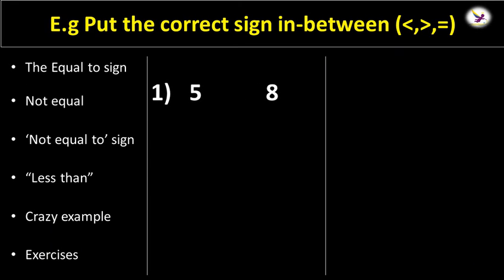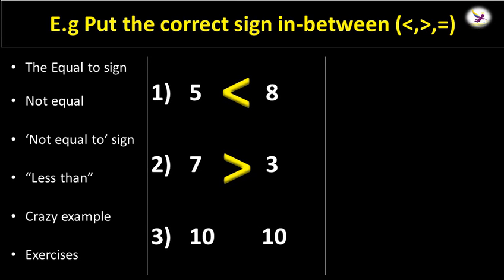Alright, exercise. Use less than, greater than, or equal to between the numbers indicated. Number 1. 5 and 8. Of course, 5 is less than 8. Great, you got it. 7 and 3. You start reading from the left. 7 is greater than 3. Great. 10 and 10. They are the same. So in that case, we are going to say 10 is equal to 10. I am very happy you are getting it.